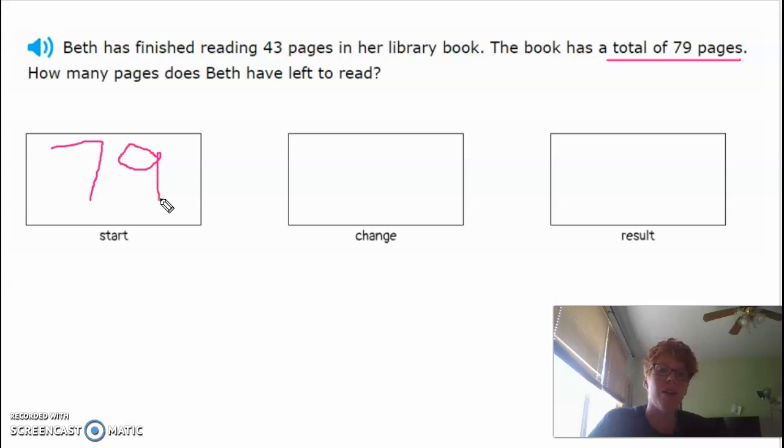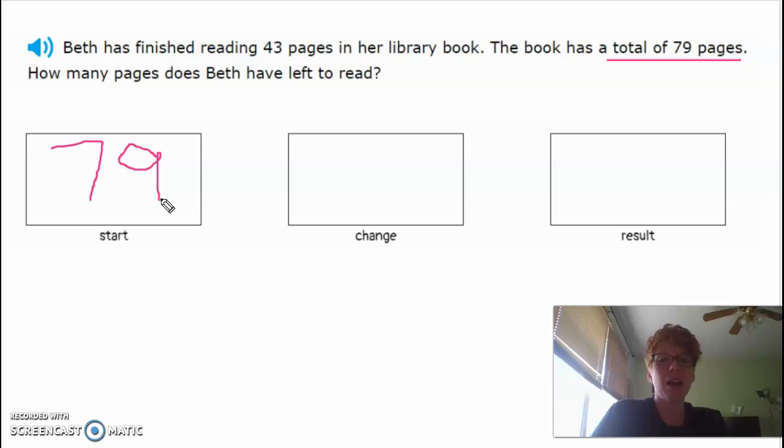So when you have an amount of pages in a book and you read them, what's happening to the amount of pages you read? Is it getting larger or smaller? Well, you can look at it two different ways. We can see she started with 79 pages and then she finished reading 43 pages. So the amount of pages on this side of the book, like if I had it open, is getting bigger and this side is getting smaller.